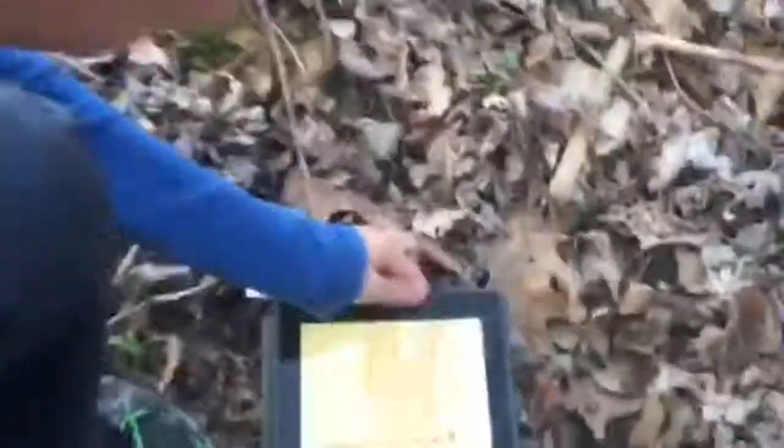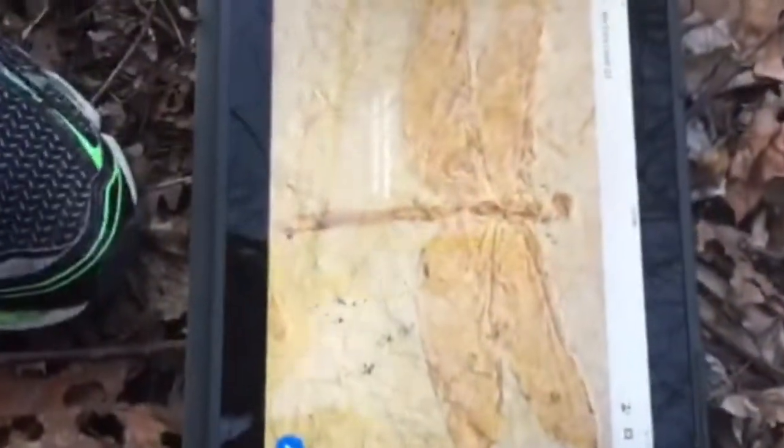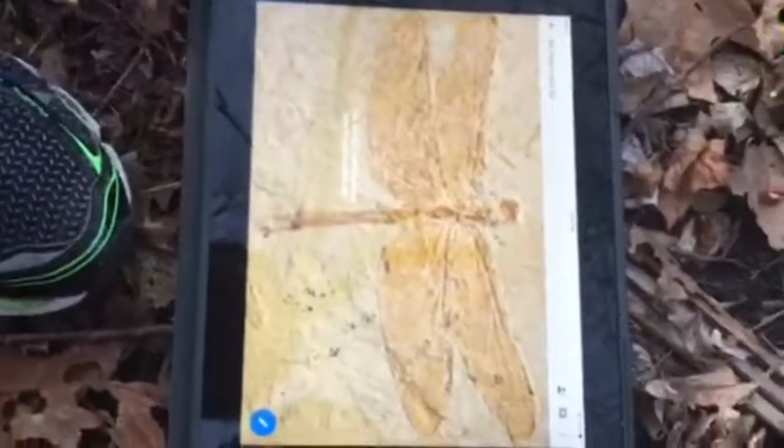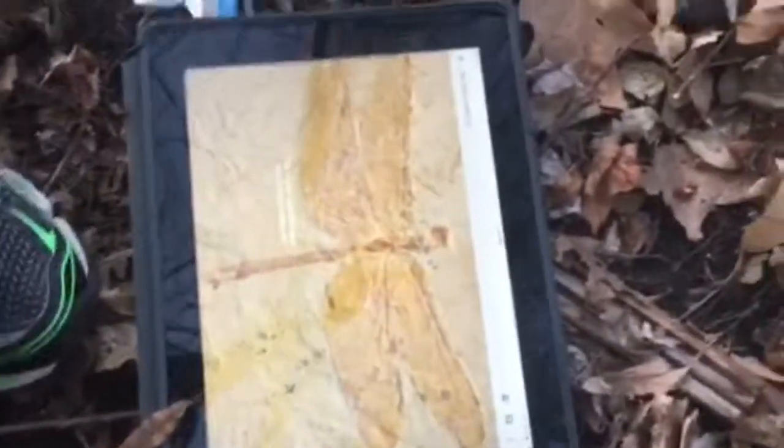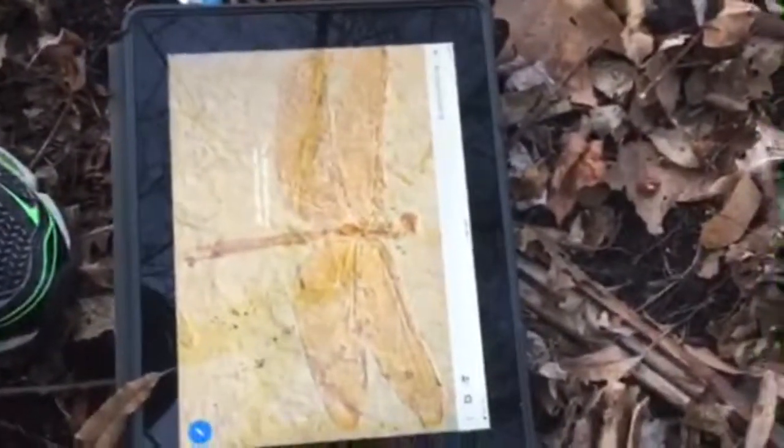we are currently seeing. By the way, I found another fossil. Ooh. Yeah, this one looks like it's a dragonfly, also from the Cretaceous period. There are a lot of Cretaceous periods here. Yeah, we should start an excavation. Yeah.